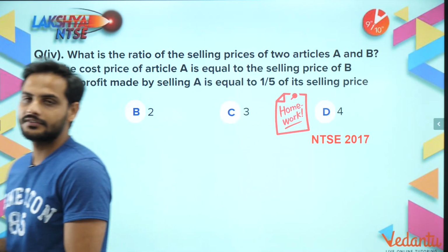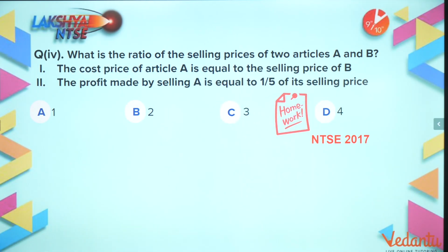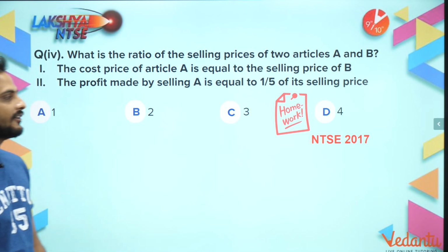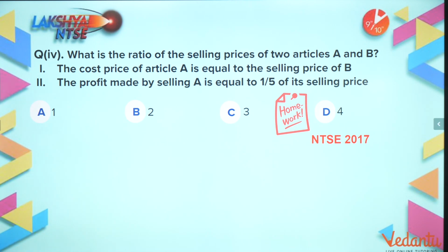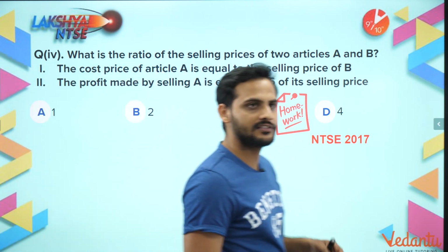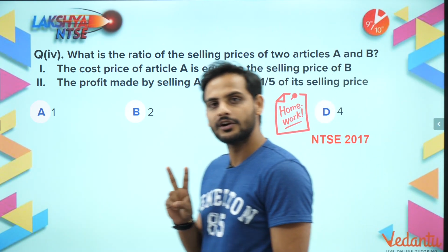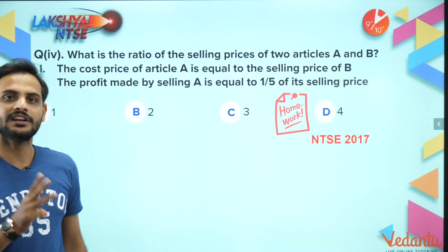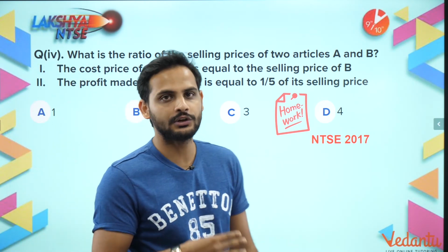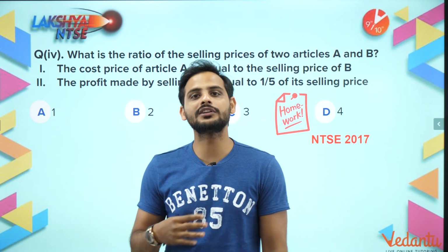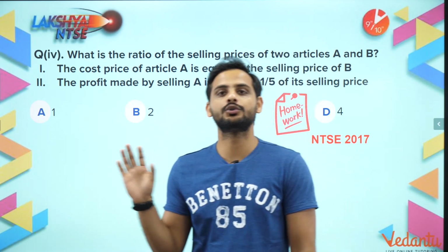Okay, so this is your homework question now, bacho. What is the ratio of the selling price of two articles A and B? The cost price of article A is equal to the selling price of B. And second, the profit made by selling A is equal to 1 by 5 of its selling price. So these are the two statements, and options 1, 2, 3, 4 have the same meaning. 1 means only statement 1 is sufficient. 2 means only statement 2 is sufficient. 3 means both are sufficient to get the answer, and 4 means both are not sufficient to get the answer.